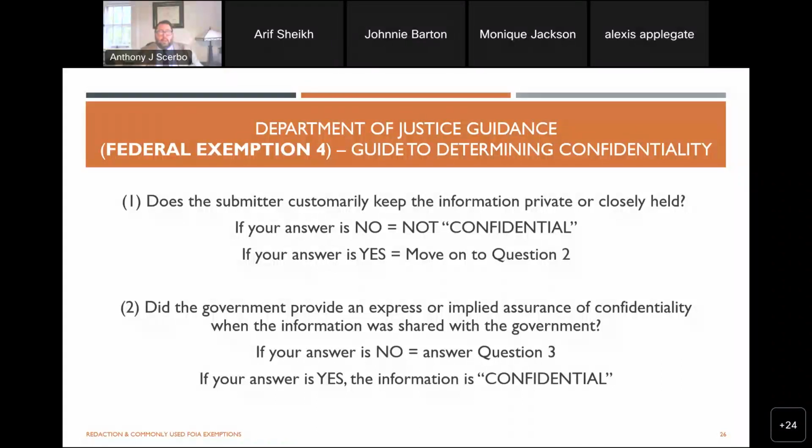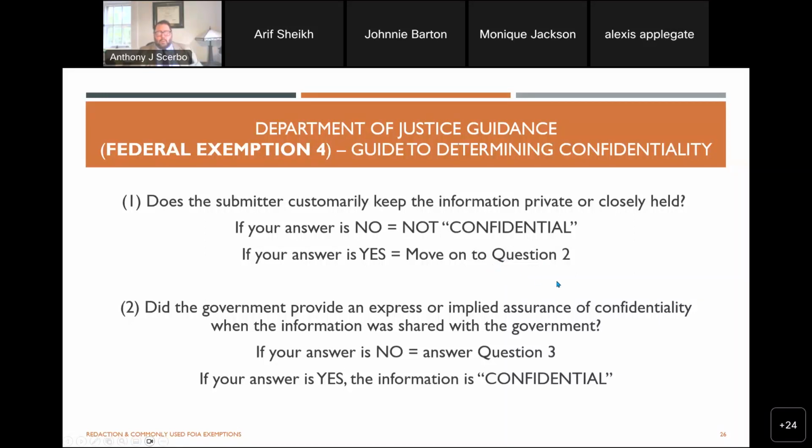If, on the other hand, they do keep the information private or closely held, then you move on to the second question, which is: did the government provide an express or implied assurance of confidentiality when the information was shared with the government? Again, if they didn't, you move on to the next question. But if yes, if the government provided either express or implied assurance, then the information is confidential.